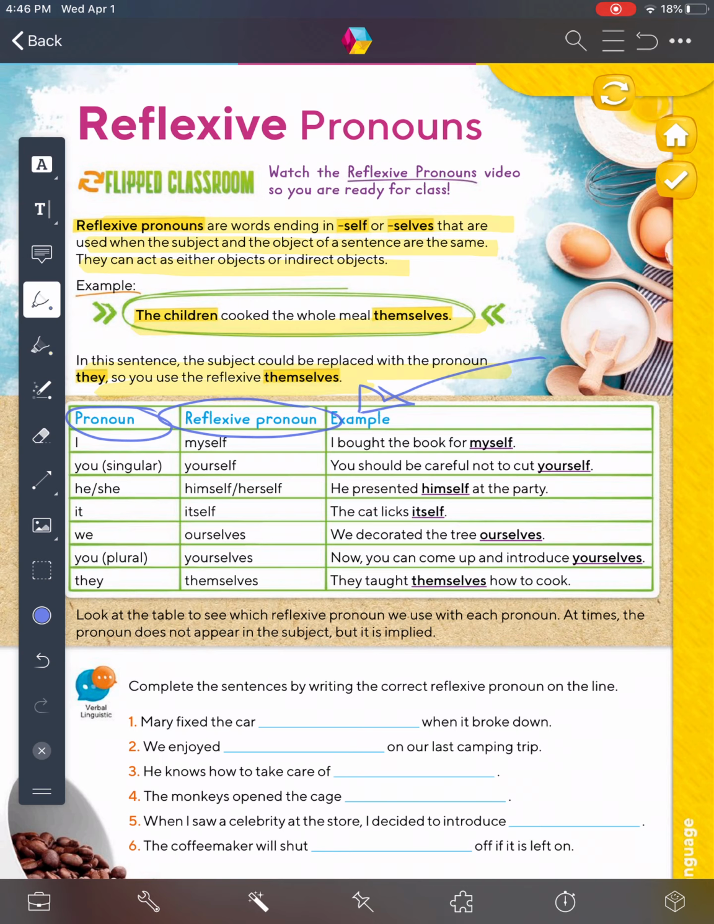Now you can come up and introduce yourselves. They taught themselves how to cook.